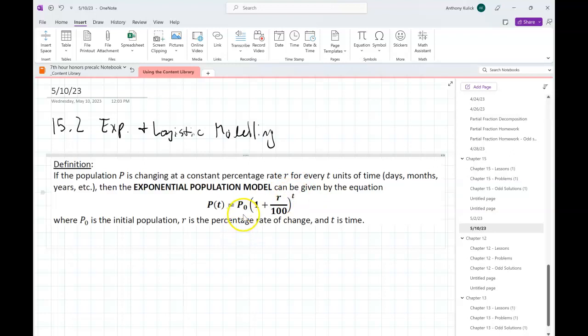Keep in mind here that this is still like a y equals a times b to the x situation, where just this 1 plus r over 100 is the b value. So the same rules that we had about whether things were growth or decay are still dictated here. Since this is 1 plus r over 100, if we're talking about a decay, what do we have to have for r? Yeah, it has to be a negative value. Very good.